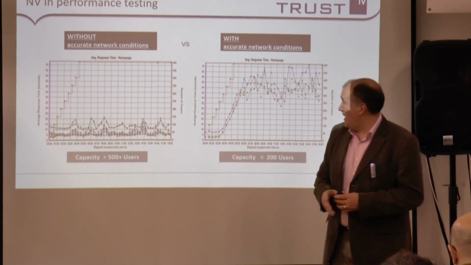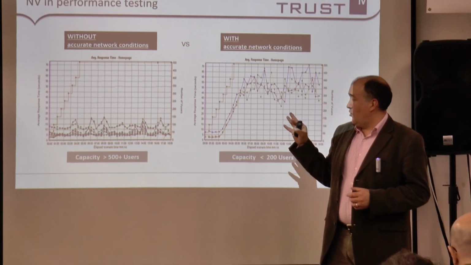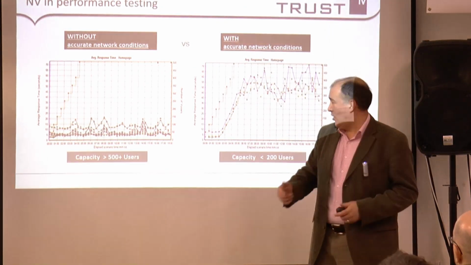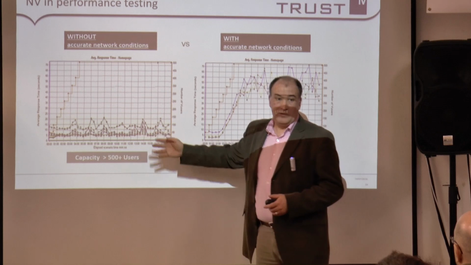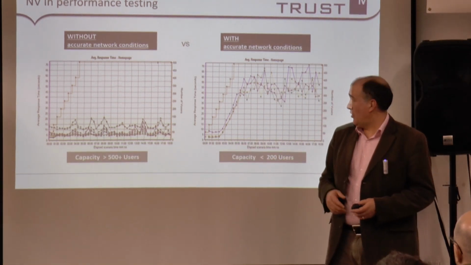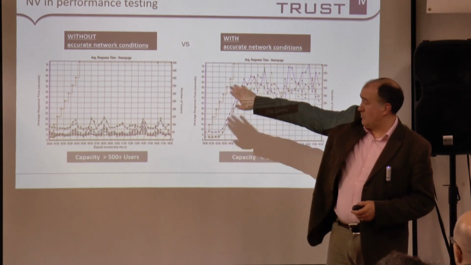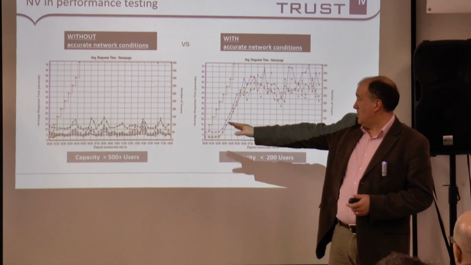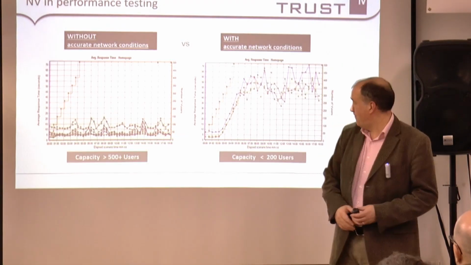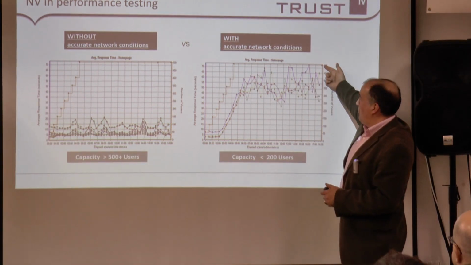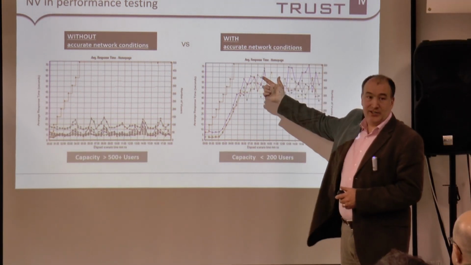In the left-hand side, you've basically got an unthrottled network. So your users are basically going in, and these response times are all pretty reasonable. They're not deteriorating as the number of users increases. The orange line shows the number of users increasing, and it gets up to 500 users, and the response times are all pretty good.